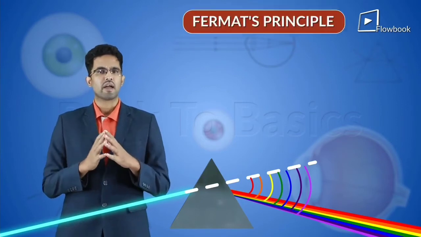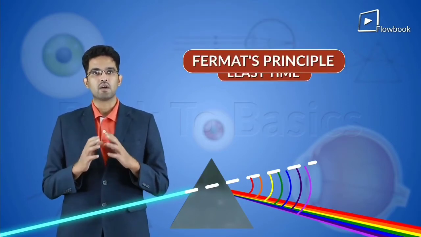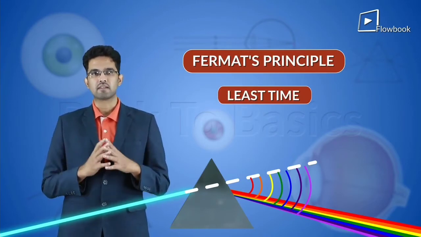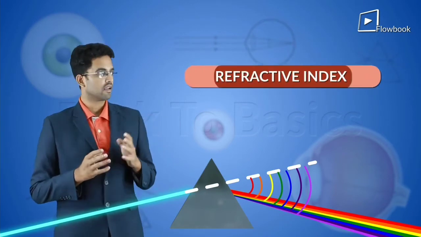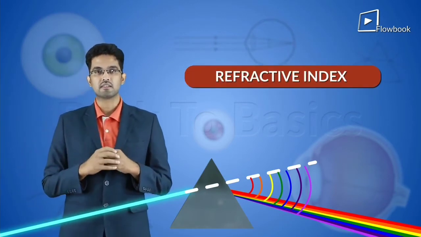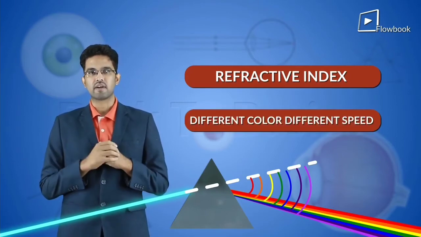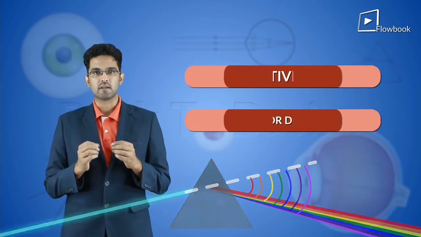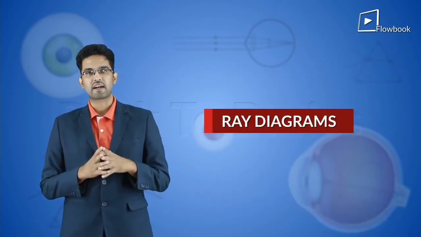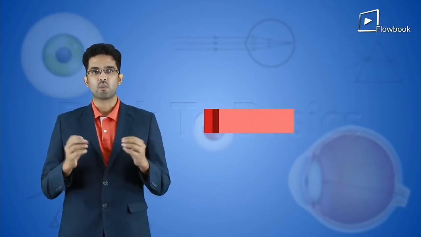And also, according to Fermat's principle, a light ray always chooses the path of least time. But here, the light has chosen many different paths. Does this mean that A, the refractive index of the prism is different for different colors, and B, the speed of each color of light is different? Can we explain this phenomenon using just the ray diagrams like we had used to find the refractive index of a prism? Well, no. There is something else working here.